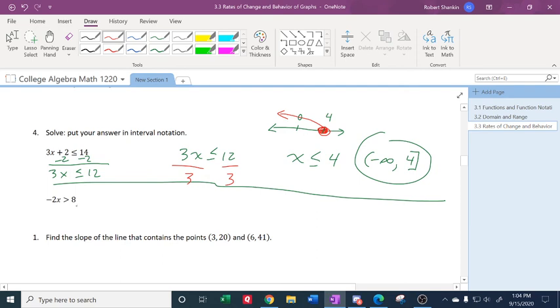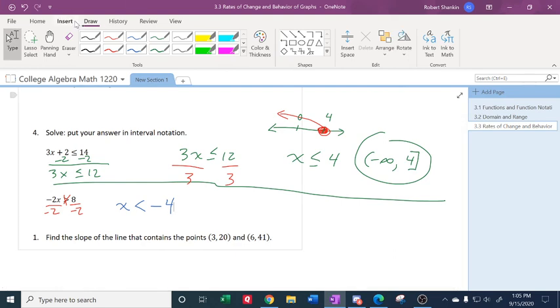To solve this one, I have to get rid of the negative 2 to get x by itself. The negative 2 is multiplied by the x, so I'm going to divide both sides by negative 2. But when you multiply or divide both sides by a negative number, you have to flip the inequality. So what I do is I whack it out, and then the next time I write it, it's going to go the other direction. X is less than negative 4.